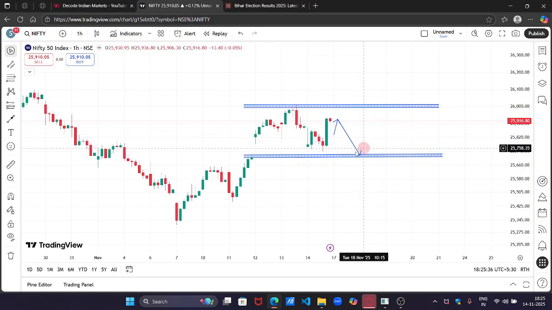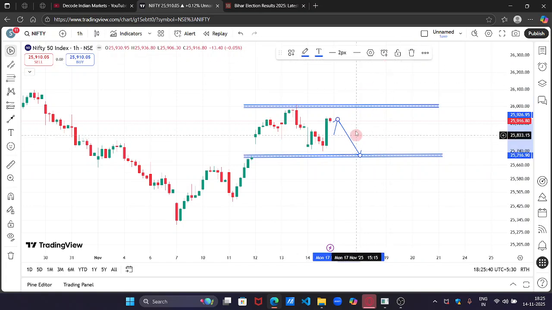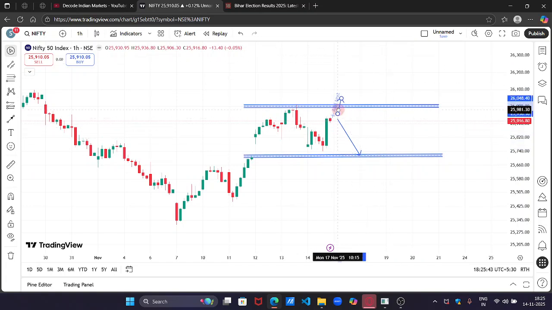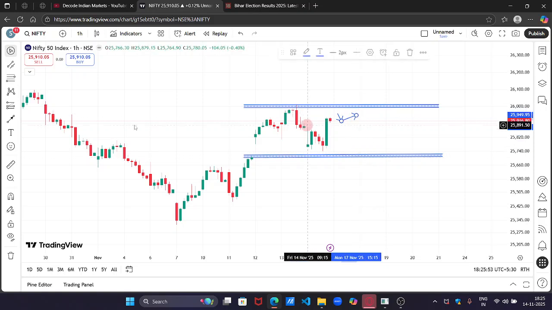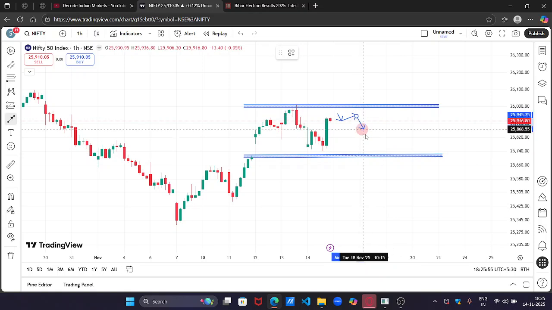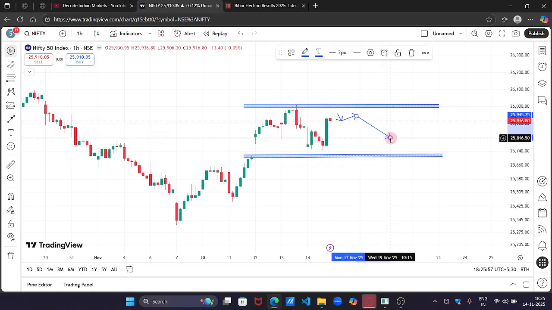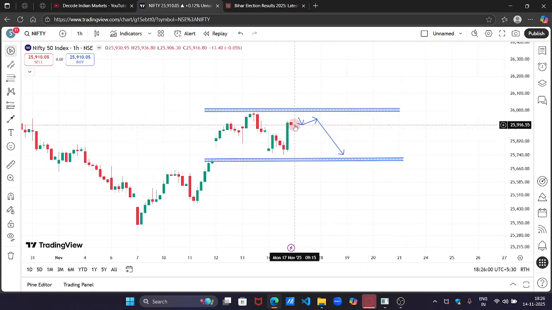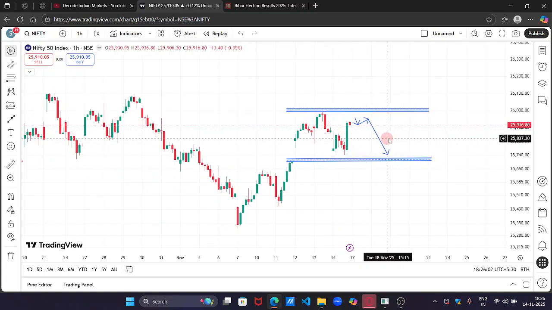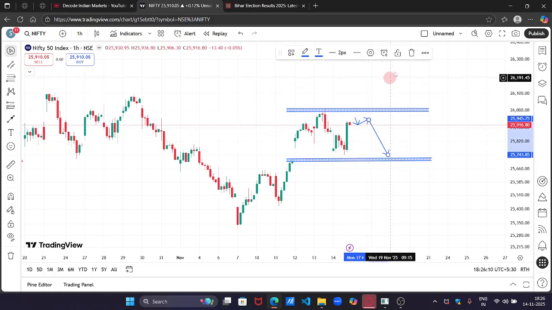Why? Let me tell you the other scenario first. If it opens a little gap up, then it'll fill this gap. It'll go up a little here, do some time pass, some consolidation, and then it comes down, right? So this is what I am assuming. This is what my analysis says, and why I am biased towards the downside. I'll tell you the reason.